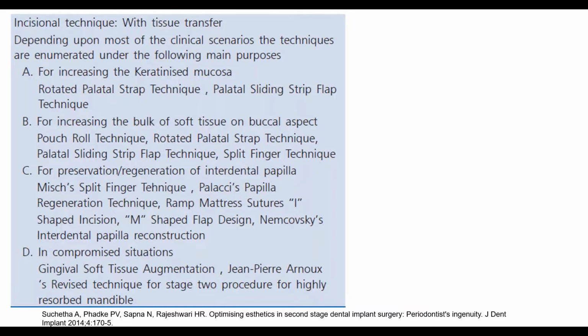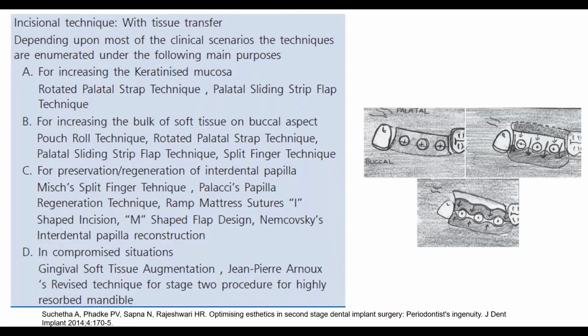The first technique for increasing the keratinized mucosa thickness is the rotated palatal strap technique. We give an incision slightly palatal, sparing the papilla. After the palatal incision, the flap is reflected and rolled to the buccal side. The cover screw is removed and the healing abutment is placed on the implant, and the flap is tightly sutured around the healing abutment so that a proper collar is formed and the interdental papilla develops.